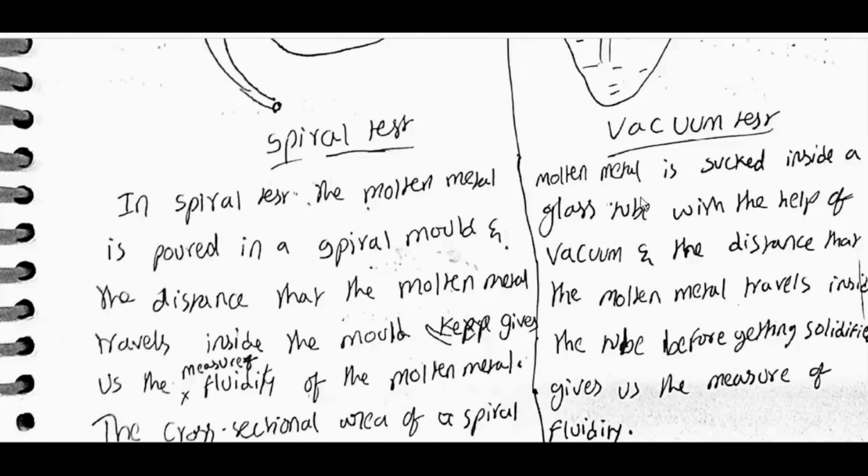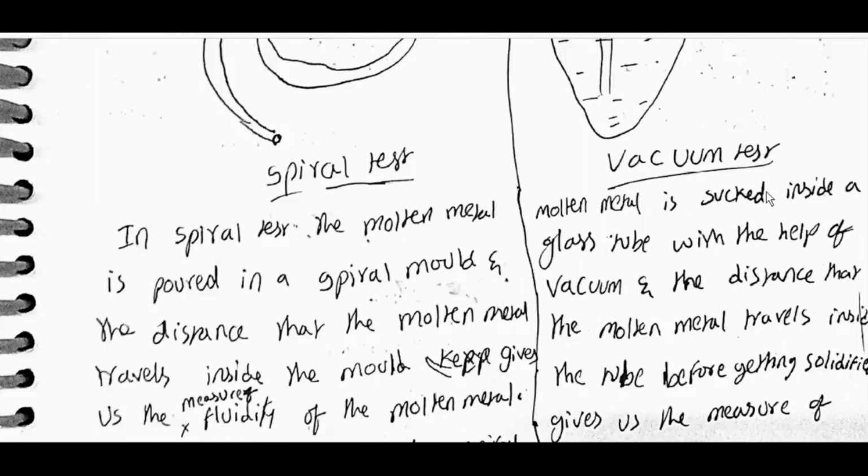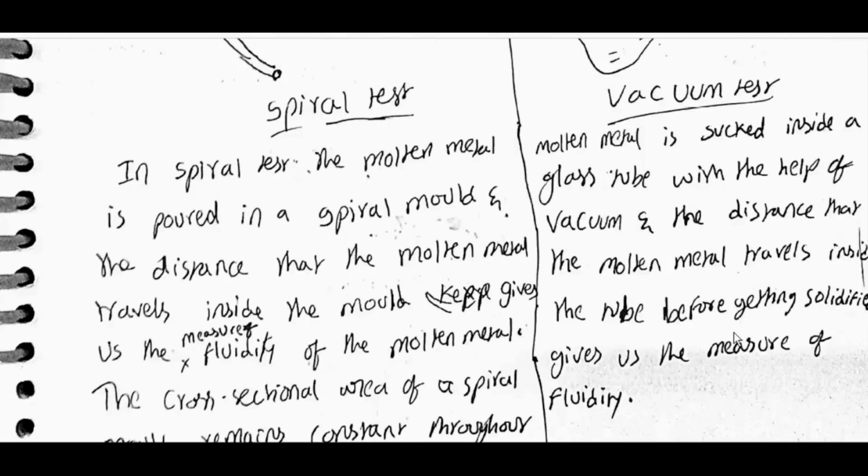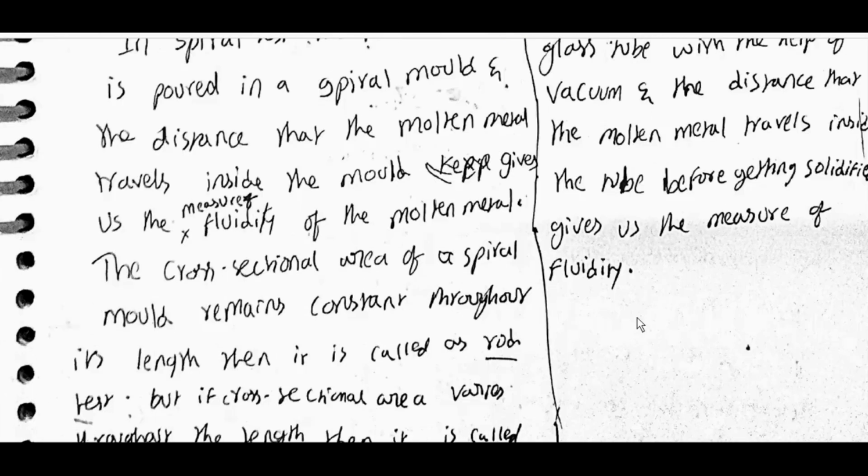Vacuum test. Molten metal is sucked inside a glass tube with the help of vacuum, and the distance that the molten metal travels inside the tube before getting solidified gives us a measure of fluidity.